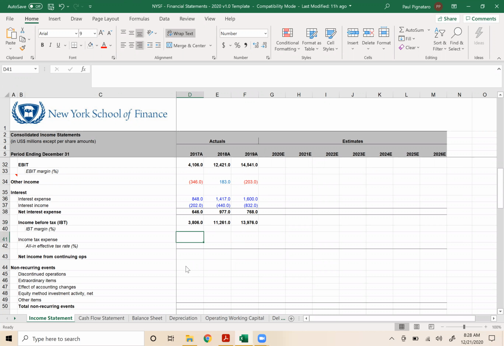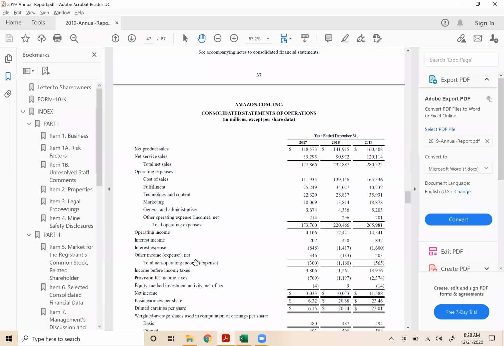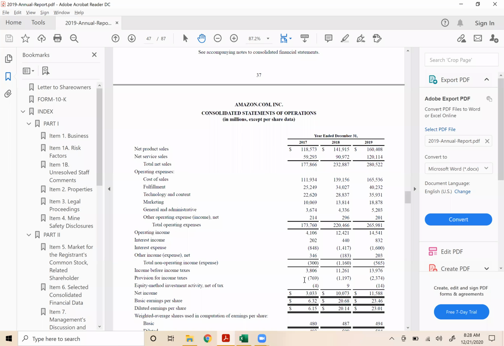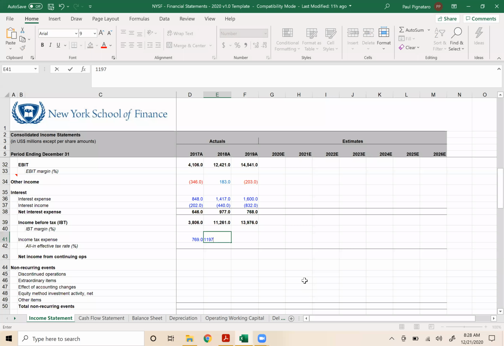Now let's go down to the next line item. Income tax expense. Provision for income taxes is income tax expense. Again, for whatever reason, I listed it as a negative. It's an expense. I'm going to list it as a positive, 769. Next, 1197. Next, 2374. Those are the taxes.